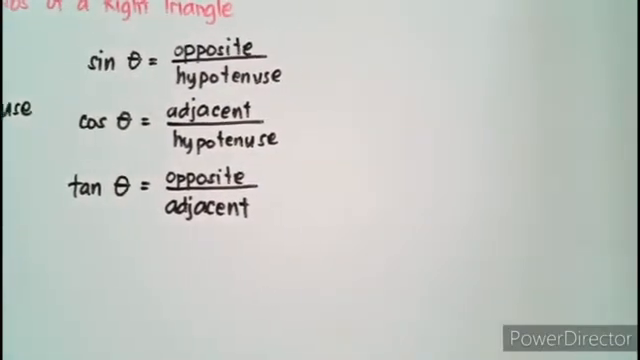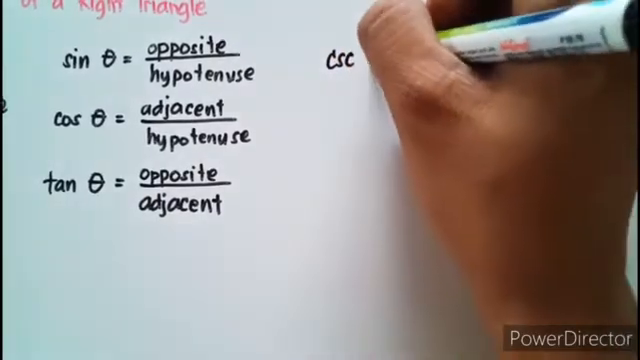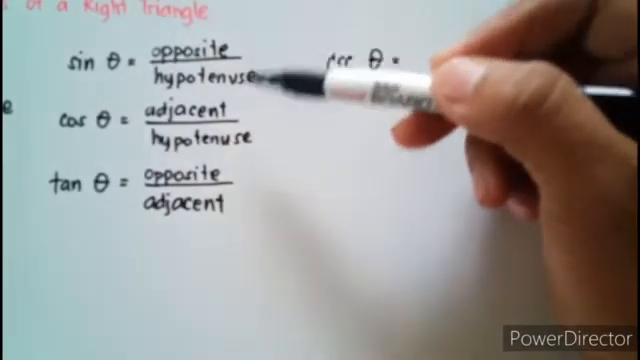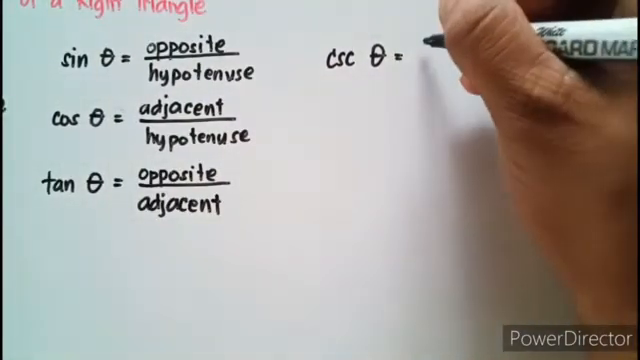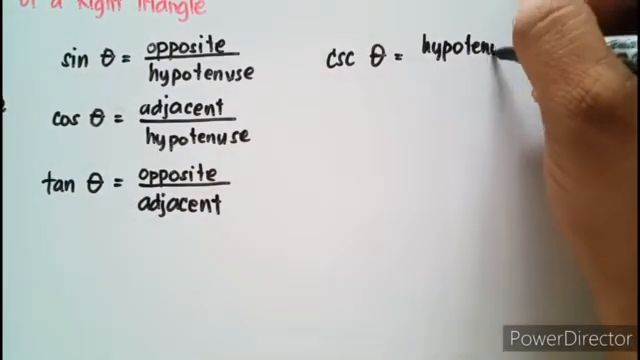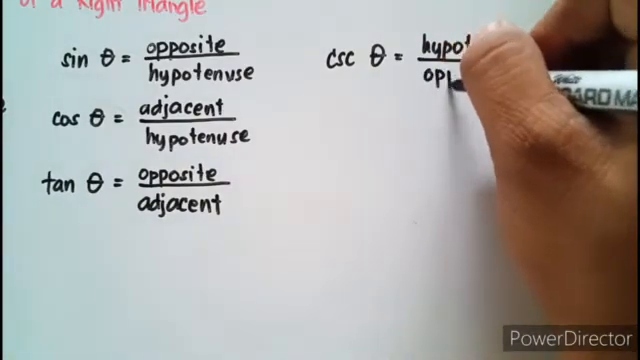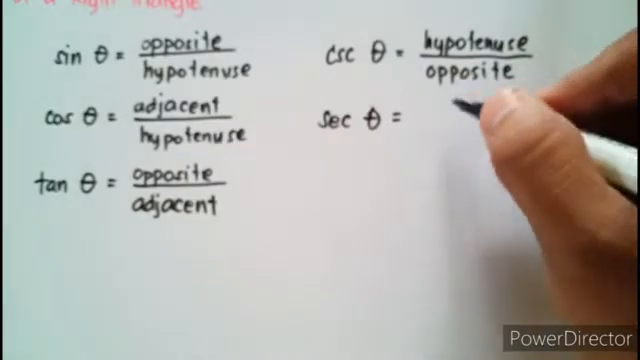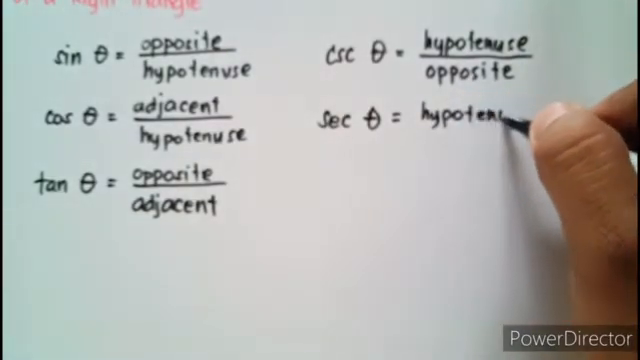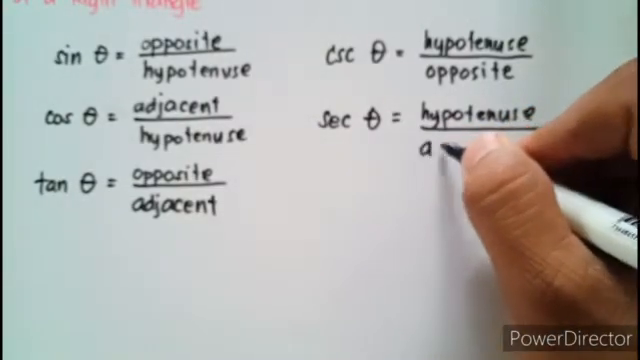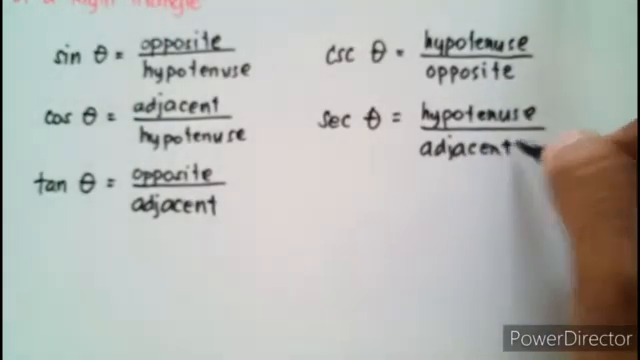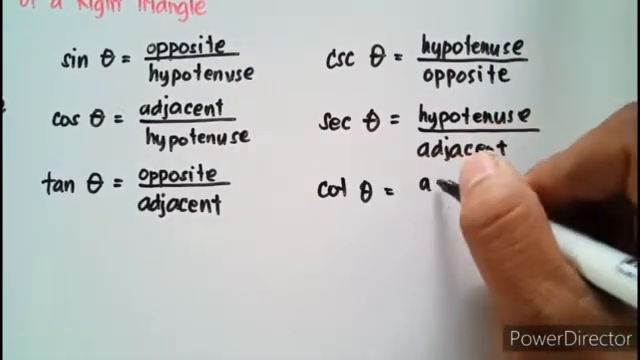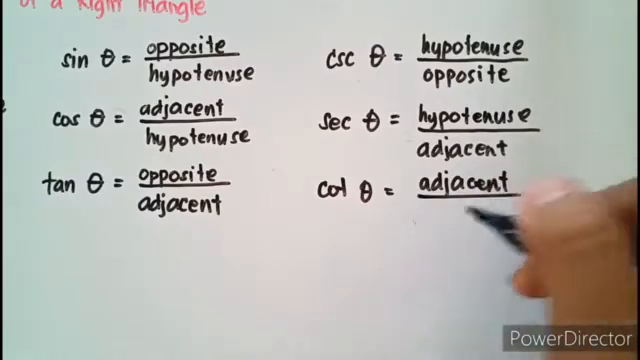Then the next one, we have the cosecant theta. Cosecant is just the reciprocal of our sine theta, so that is hypotenuse over opposite. For your secant, that is the reciprocal of your cosine, so that is hypotenuse over adjacent. And for your cotangent, that is adjacent over the opposite.